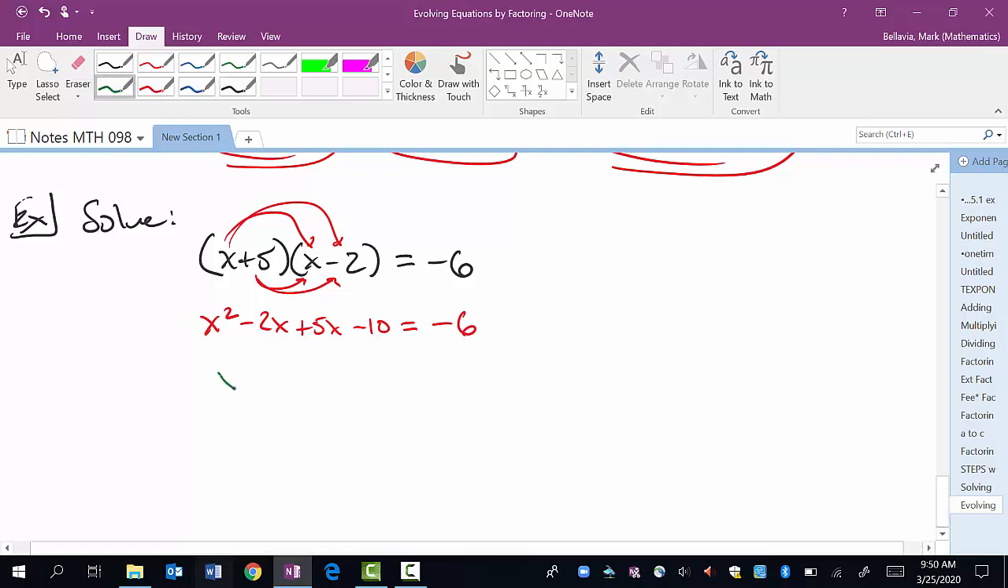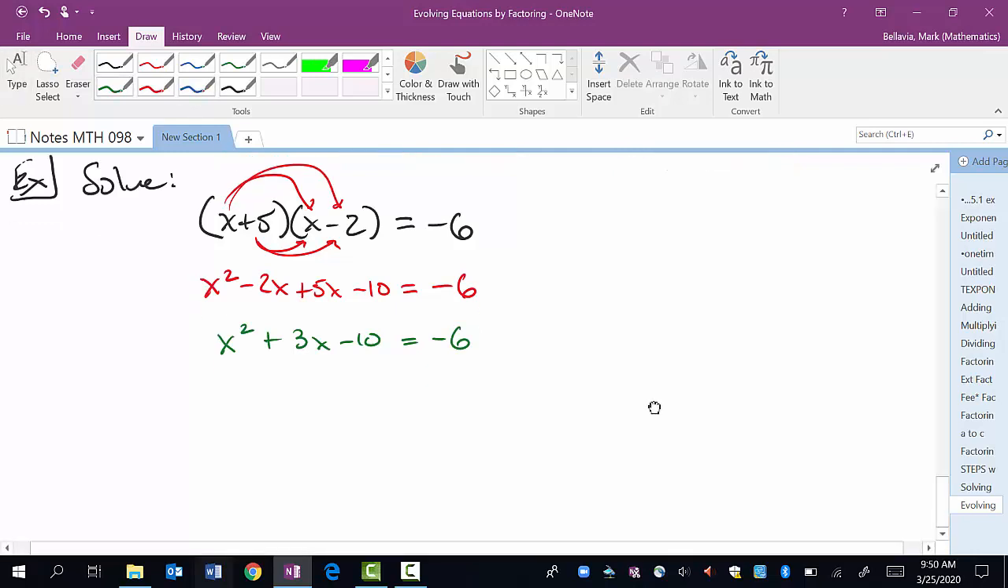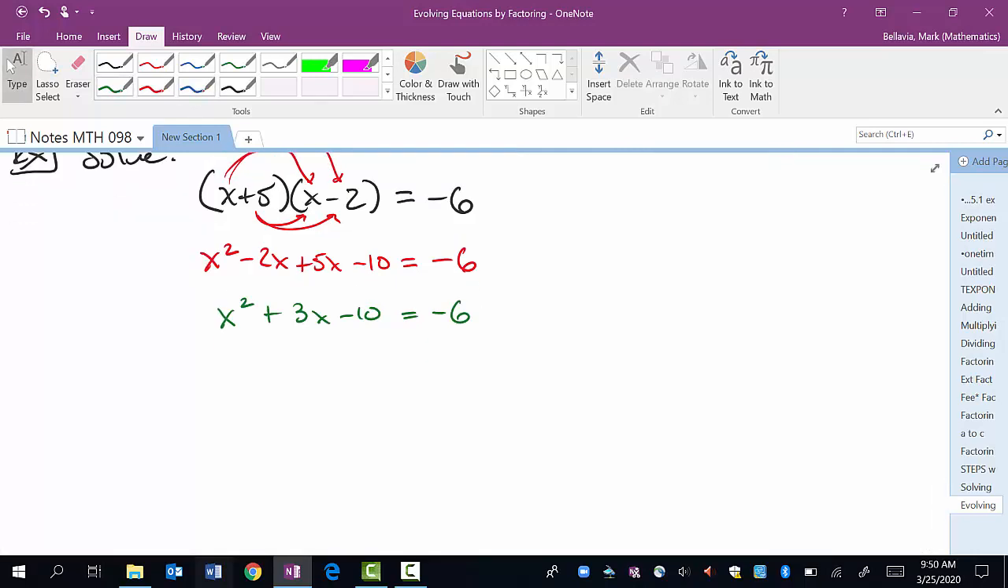We'll combine like terms, so I have x squared, negative 2x plus 5x is a positive 3x minus 10 equals negative 6. And now once I'm here, now I'll get the one side equal to 0. So to get the right side equal to 0, to make this negative 6 a 0, I add 6. Remember, add 6 to the other side as well to keep it balanced. You do it to its like term. So I have x squared plus 3x minus 10 plus 6 is negative 4. And then that whole thing equals 0. Make sure you still have an equation here, right? You're trying to solve the equation.